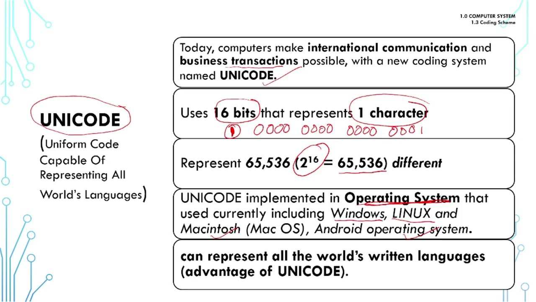Jadi yang ini termasuklah dengan apa-apa simbol yang ada, okay, guna perkataan bahasa Cina, bahasa Tamil, bahasa Korea, emoji, semua tu. Okay, jadi ini Unicode can represent all the world's written language. So ini adalah merupakan satu advantage untuk Unicode.